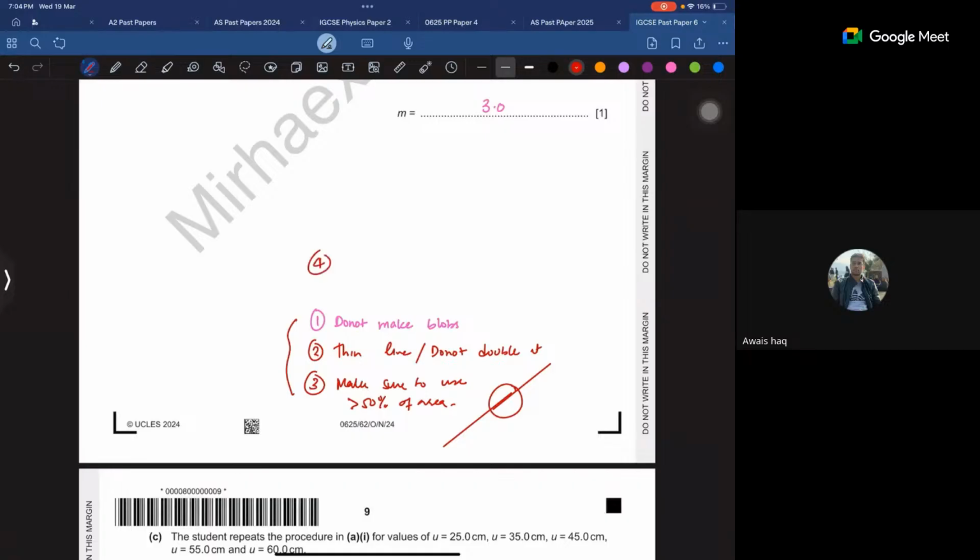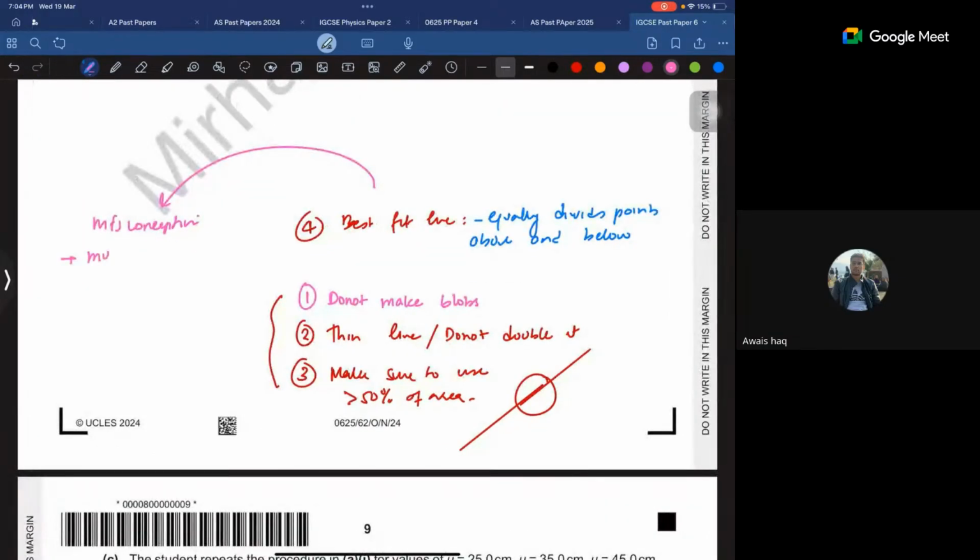And about the best fit line, it is basically a line that equally divides points above and below. And there's a misconception regarding this. The misconception is that it must go through all points, or it must go through most of the points. It is wrong. That doesn't work like this, right? So make sure that you don't follow this.